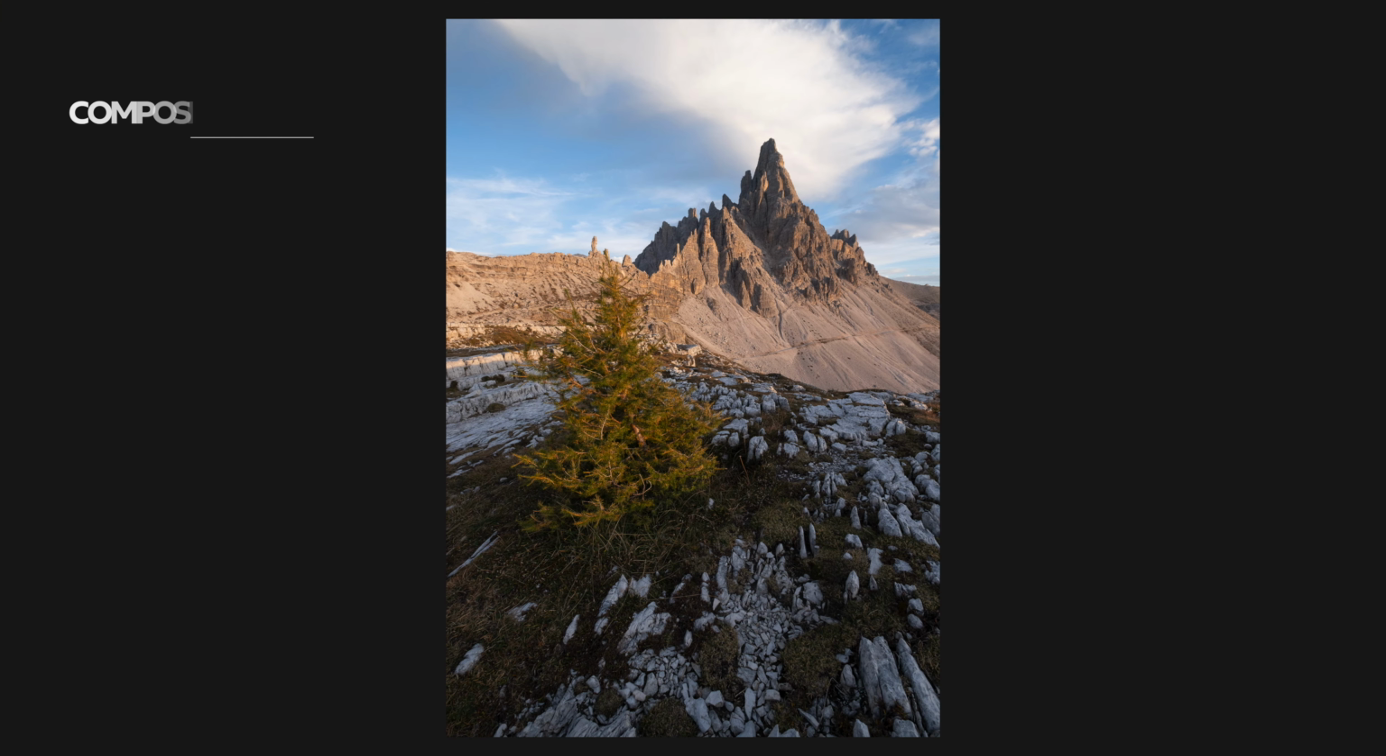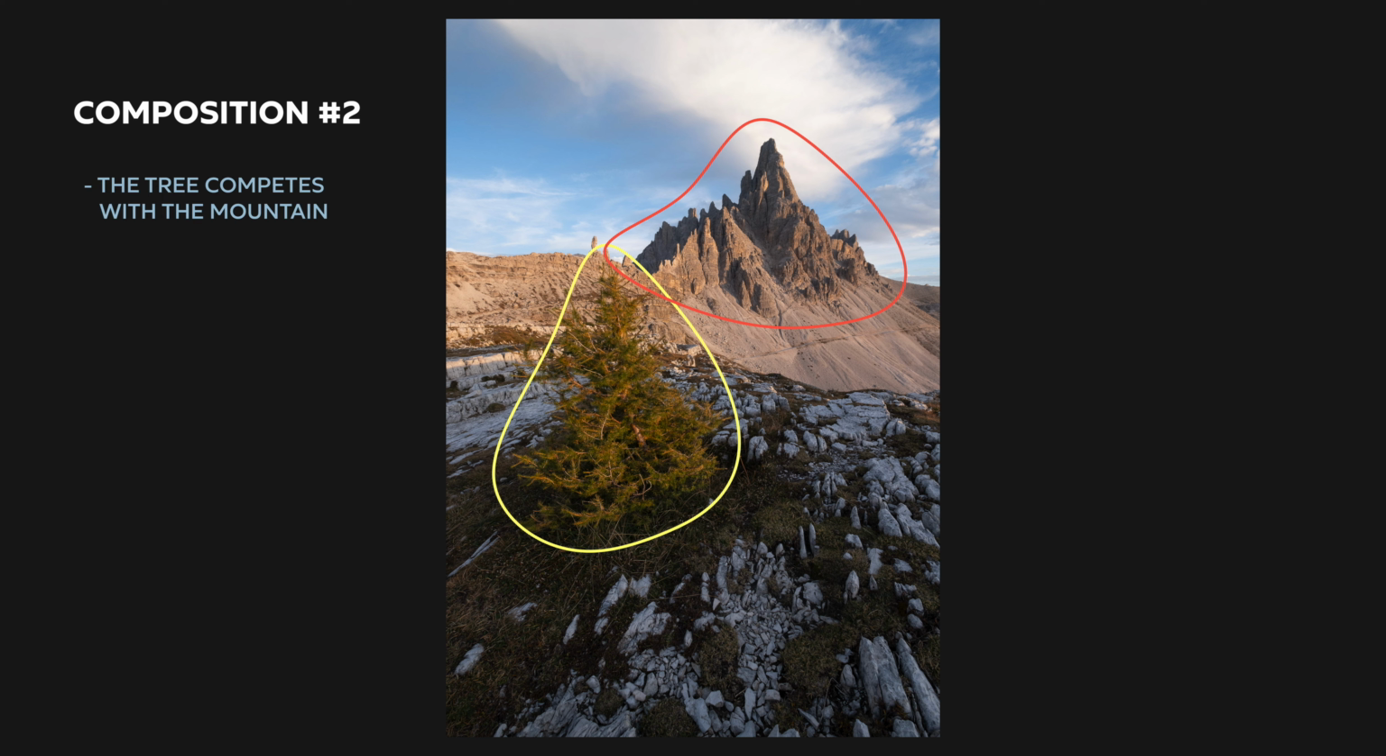Now, let's move to another composition and see the progression of me studying the scene. Here I try to include different elements as a foreground, but again, it doesn't work. The tree competes too much with the peak in the background, grabbing almost all the attention and creating a sort of blind spot in the image.